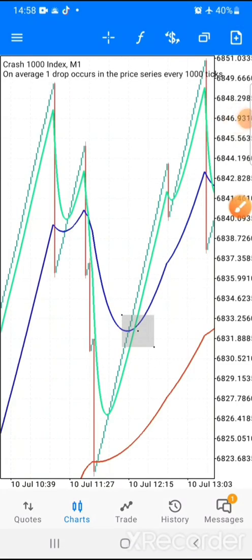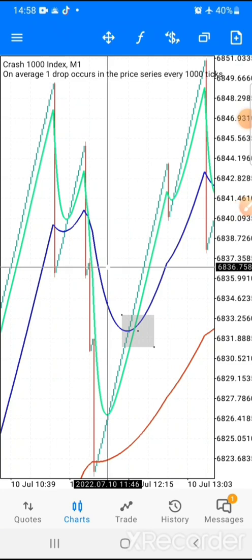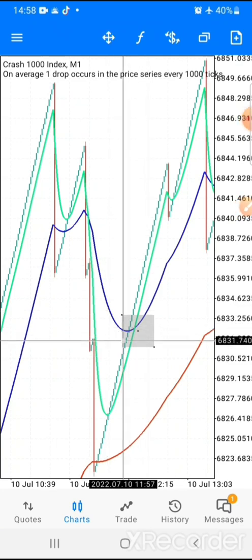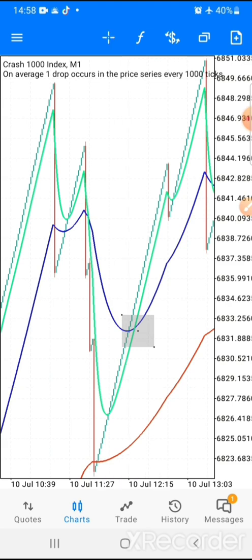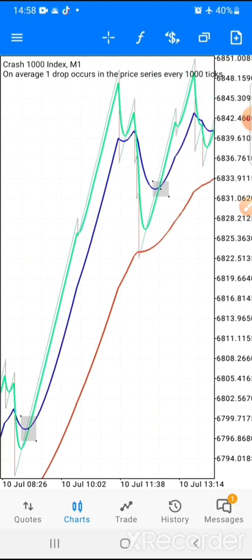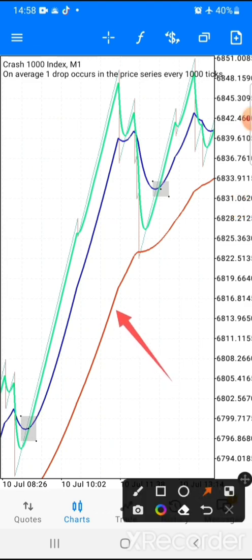Okay, the next strategy that we're going to be making use of is this one. We first of all check if the candles are above the 200 exponential moving average, which is our red line. So the first condition is that the candles or the price has to be above the red line. At this point, we can see that the candles are above the red line, and we now wait for a crossing between the green line and the blue line, our 10 exponential and the 50 exponential.